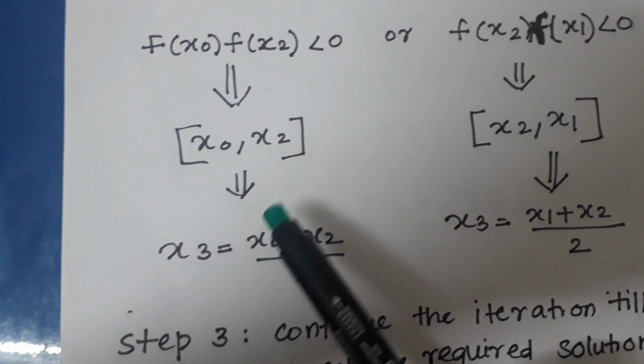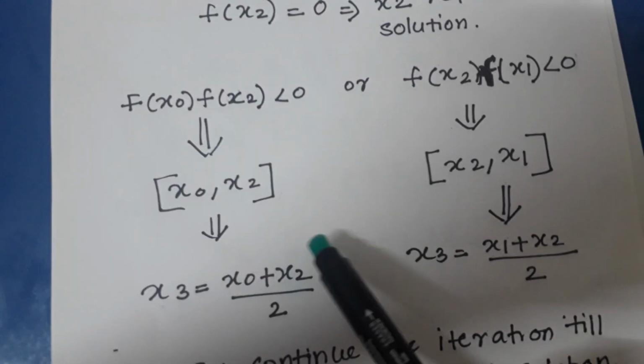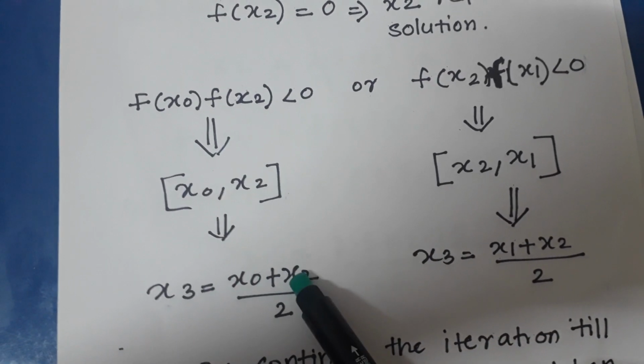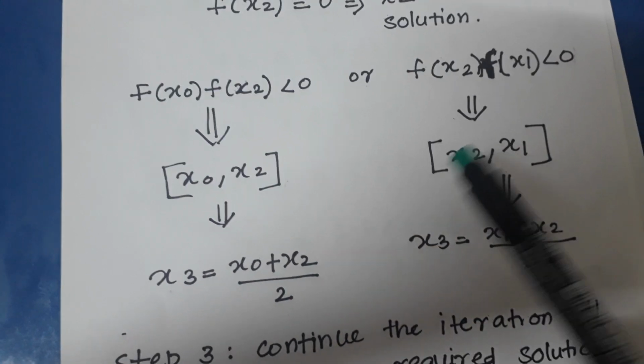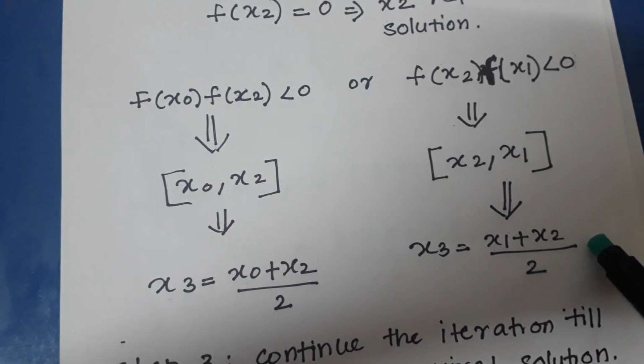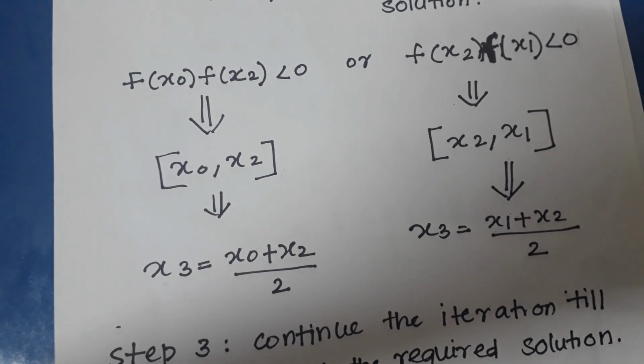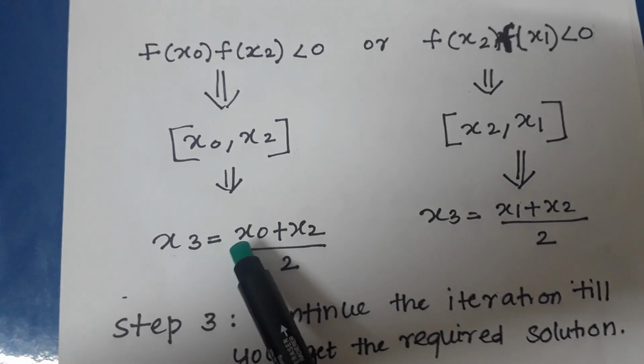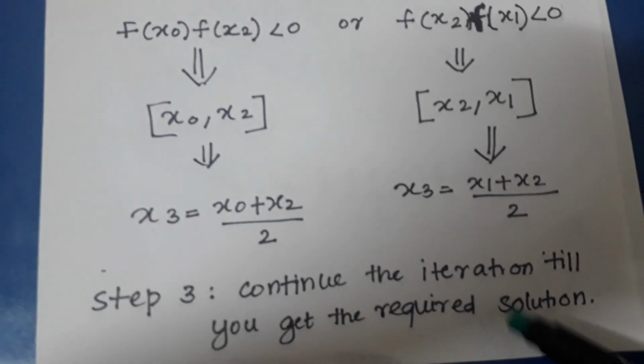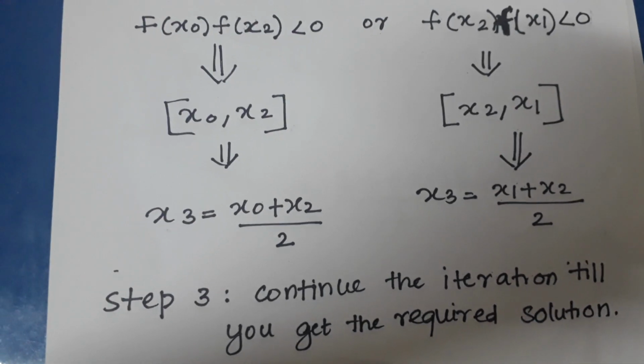We find the midpoint of the interval chosen. That is x3 equal to (x0 plus x2) by 2 or x3 equal to (x1 plus x2) by 2. Now we again find the value of f of x3. So this process is continued till we get the required solution.